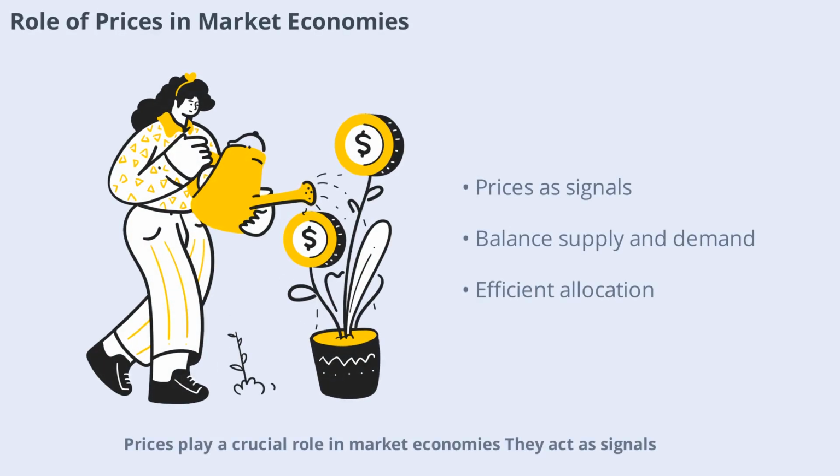Prices play a crucial role in market economies. They act as signals guiding both consumers and producers. When prices rise, consumers may buy less and producers are encouraged to supply more. When prices fall, the opposite happens. This constant adjustment helps balance supply and demand, making the market economy efficient and self-regulating. Prices also help allocate resources to their most valued uses.